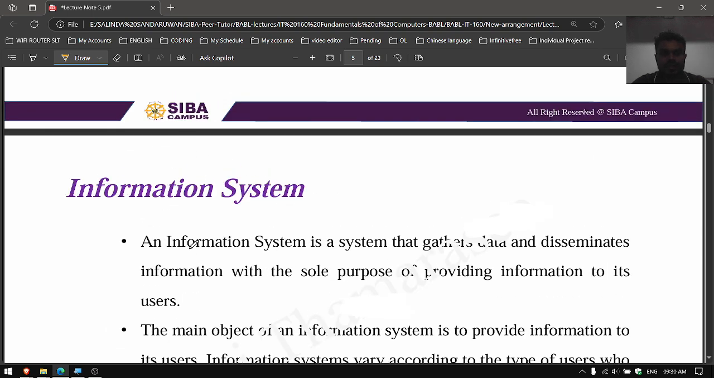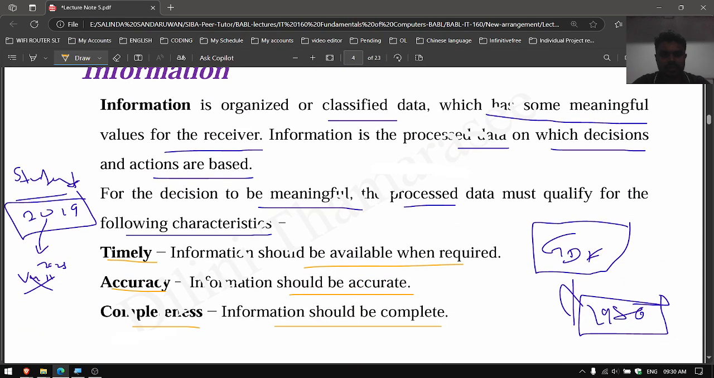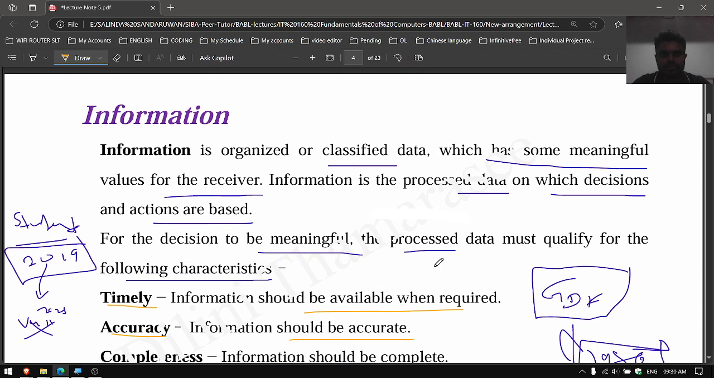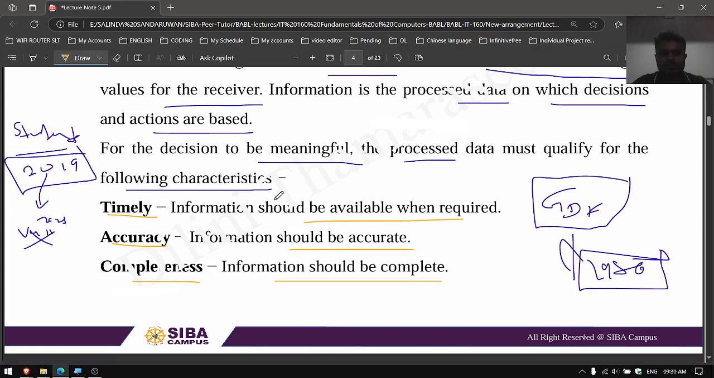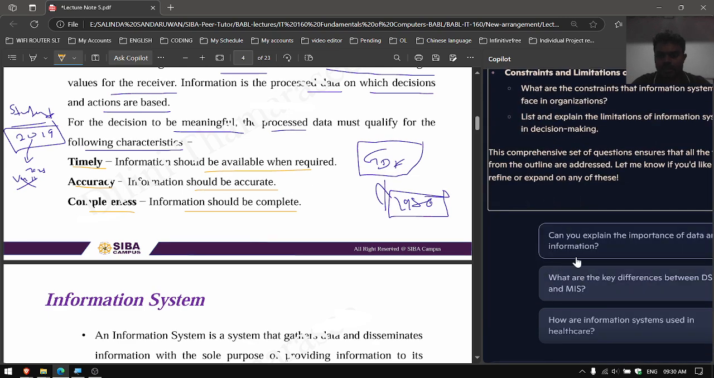Then we have to learn about information systems. First, the characteristics of information, and how they are valid, timely, and how accurate they are. For this one, let's get help from Copilot. Let me give a query.